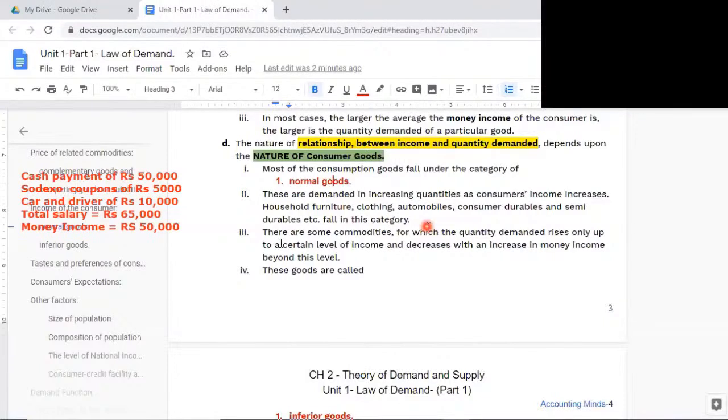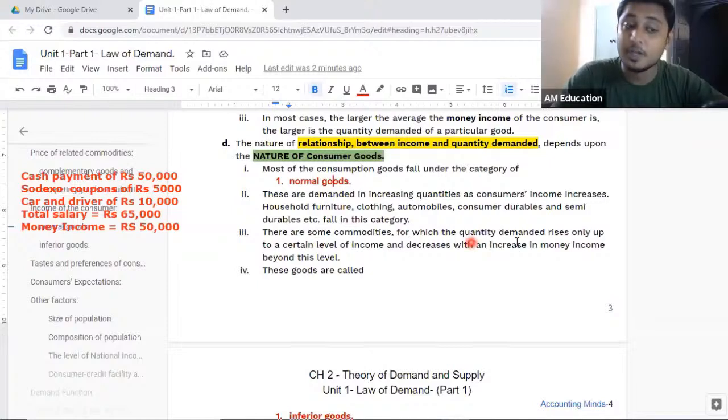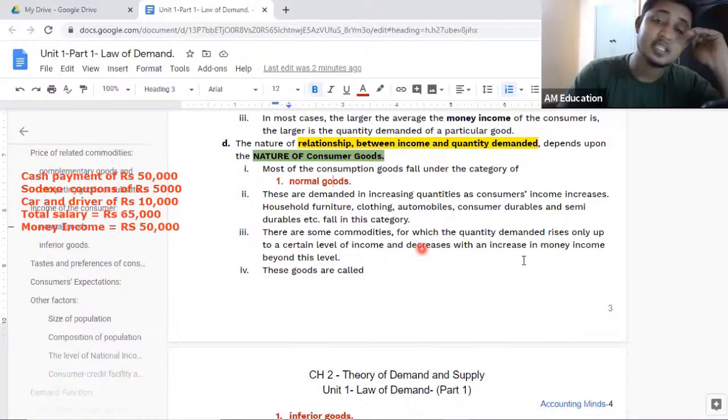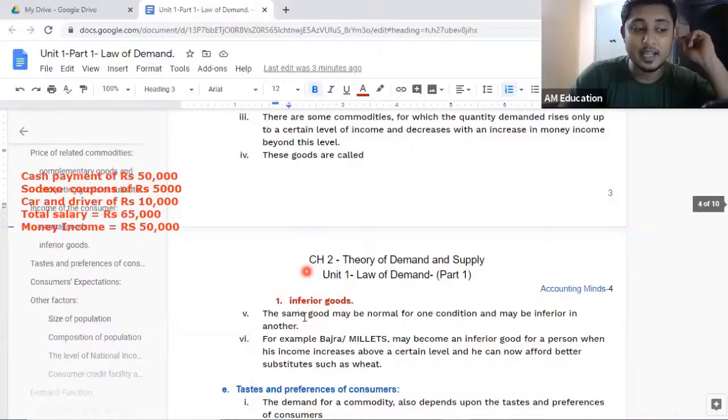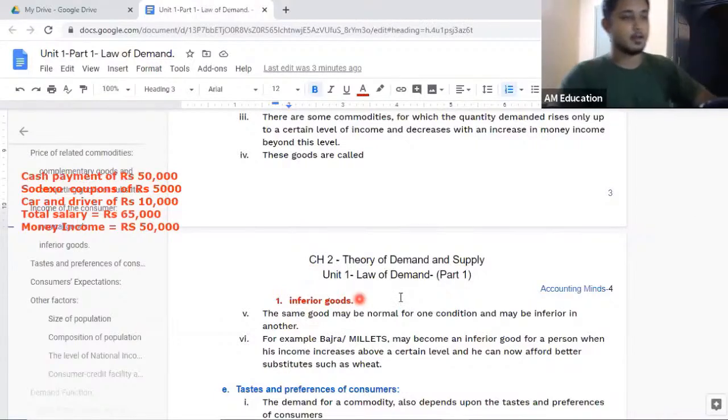Now, there are some commodities for which the quantity demanded rises only up to a certain level of income and decreases with the increase in money income beyond this level. These goods are called inferior goods. I'll give you an example. Let's have another example.